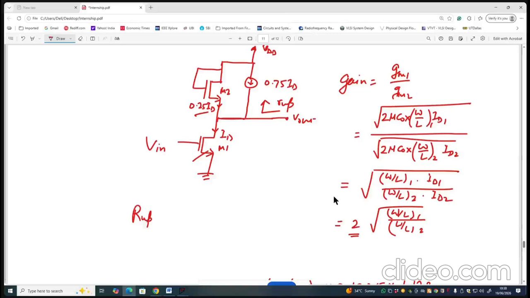So R up will become 1/gm2 parallel ro of, suppose we replace this by a PMOS transistor like this, a current source. Now R up will be what? 1/gm2, and let's say this is M3, ro3. Again, you can assume, approximate it to be 1/gm2. Is that clear?